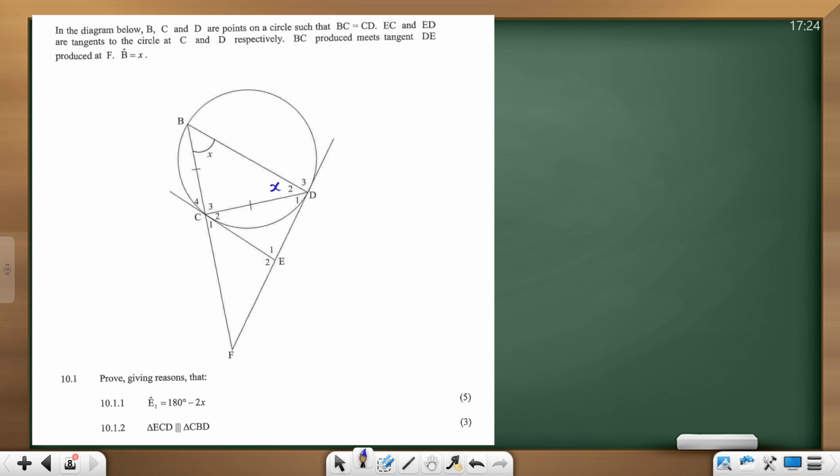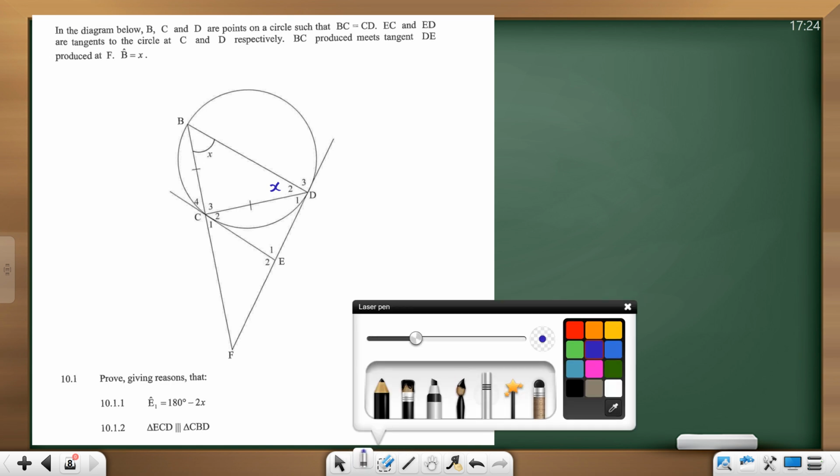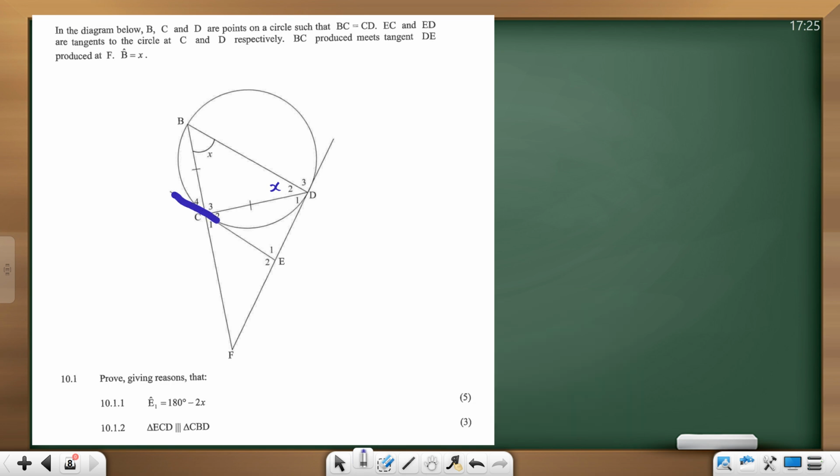My good learners, come, let's go check. EC and CD or ED are tangents. Okay, let's see those tangents, EC and ED. Oh, there's a theorem here. I don't know if you remember the theorem. Anybody remember the theorem? I see two tangents. We spoke about it when we spoke about tangents.